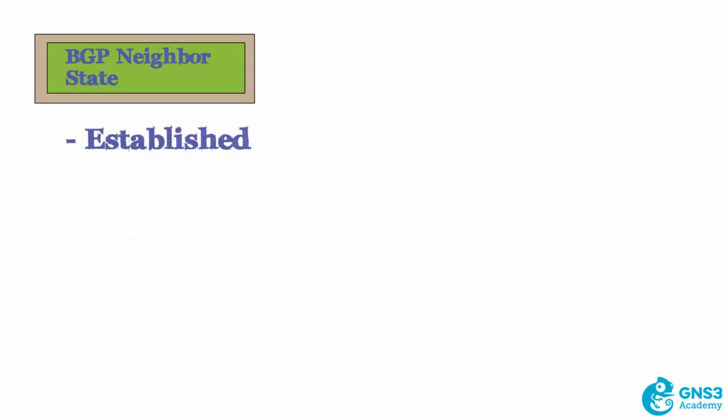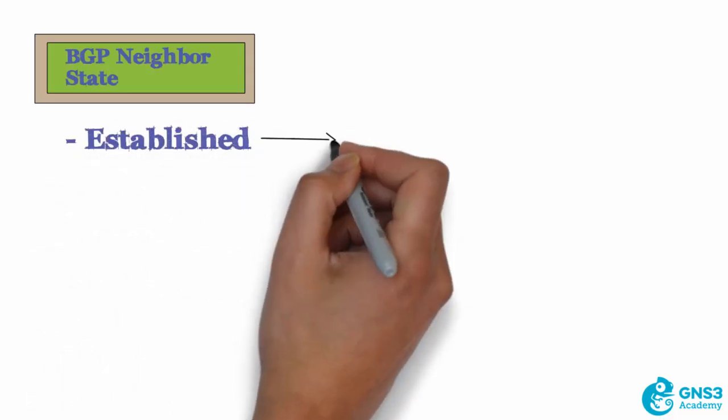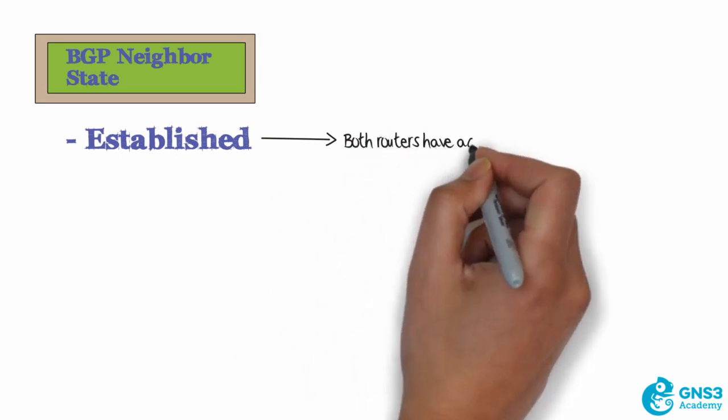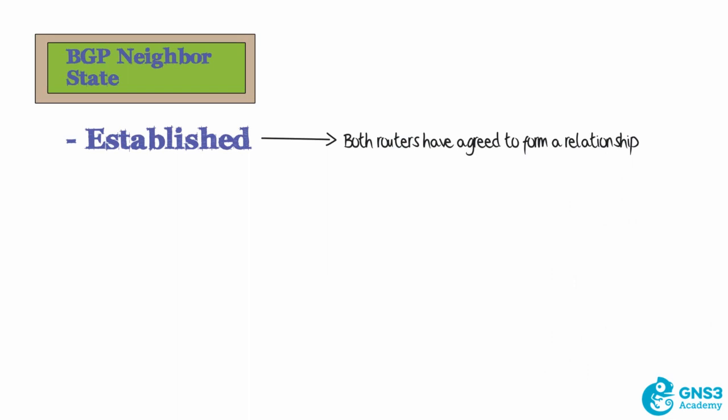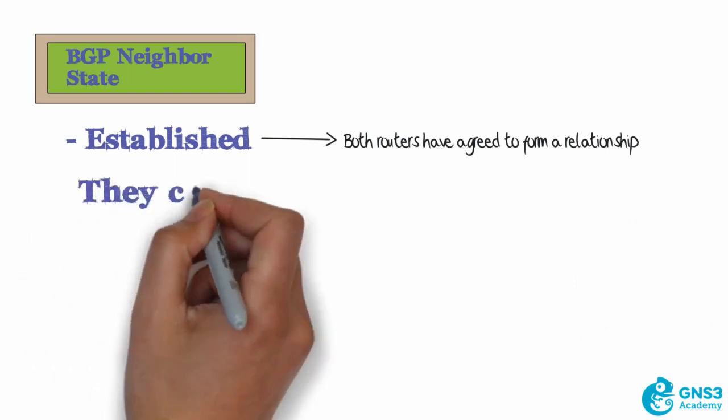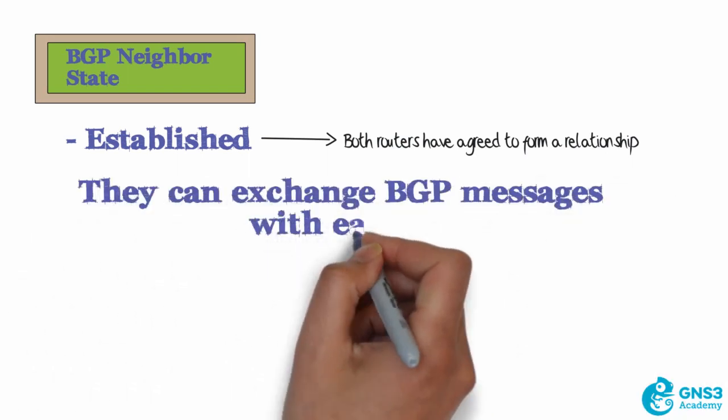Established is what we're looking for. That means that both routers, in other words, neighbors or peers, have agreed to form a relationship, and the relationship is now established or set up, and they can exchange BGP messages with each other.